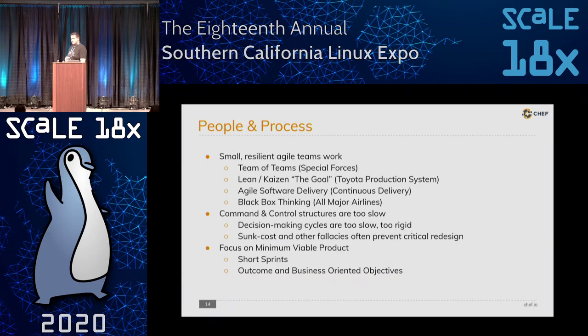I mentioned the Toyota Production System. The Goal is kind of the original book behind The Phoenix Project. It's a great book to read. It gives a very clear business and manufacturing example of the same stuff.